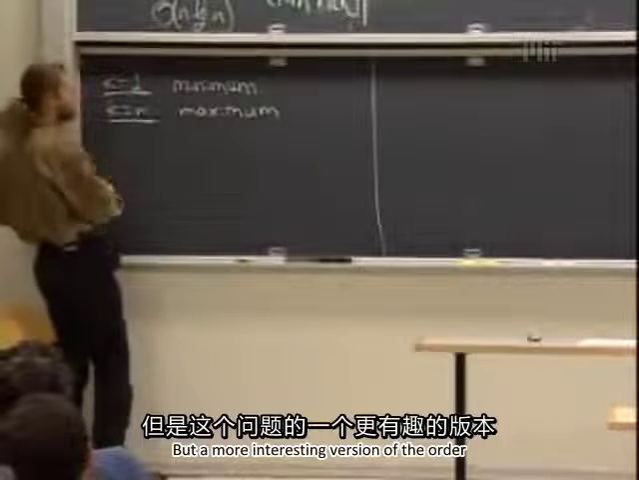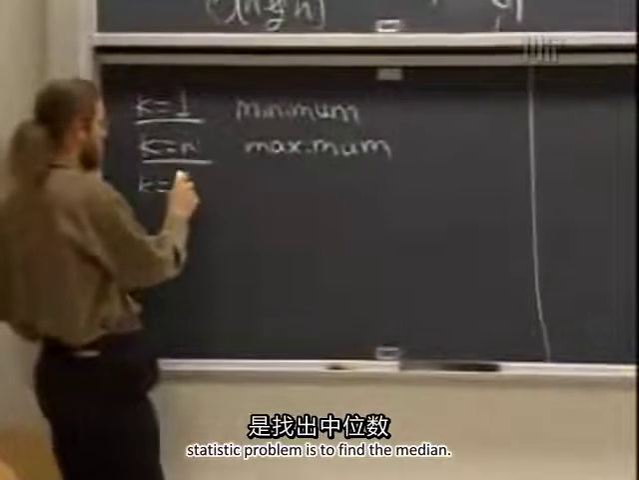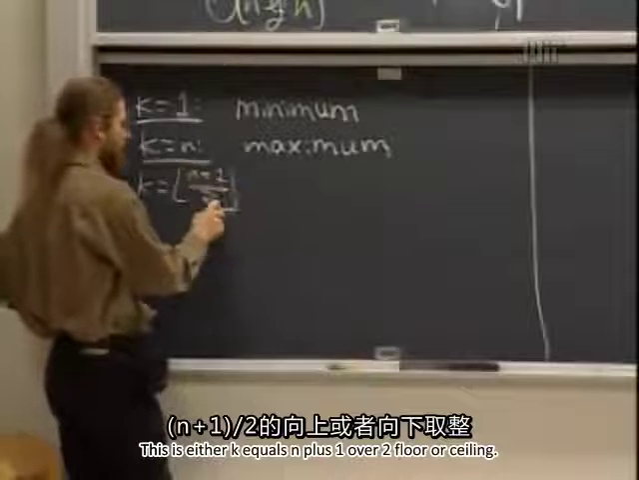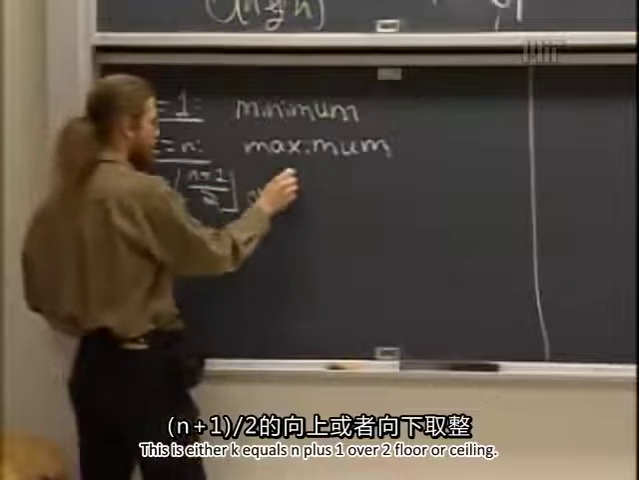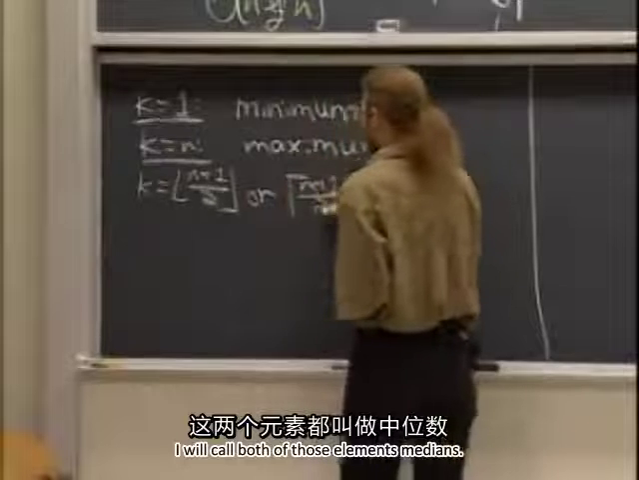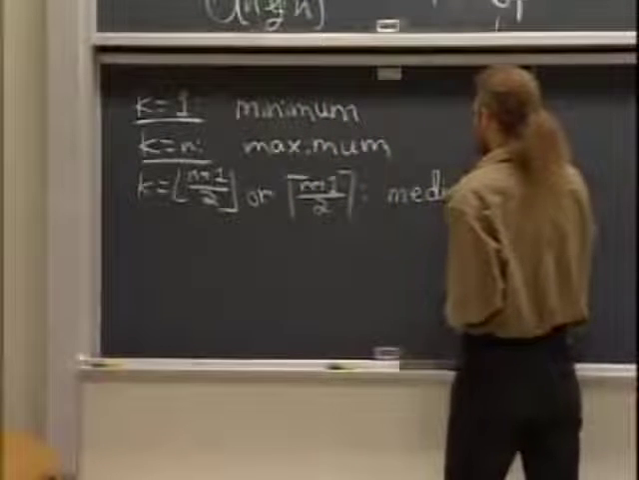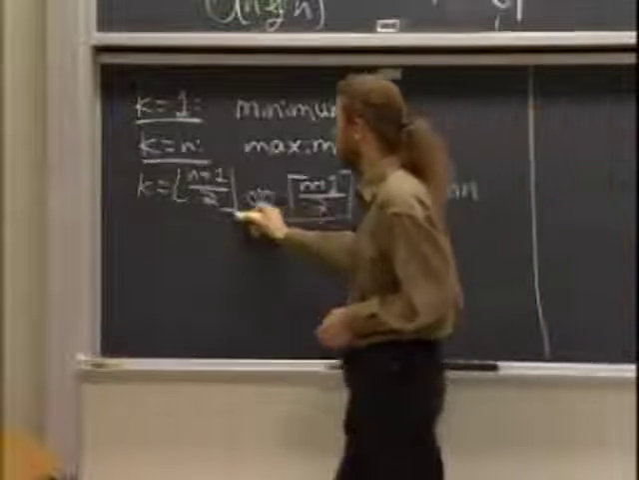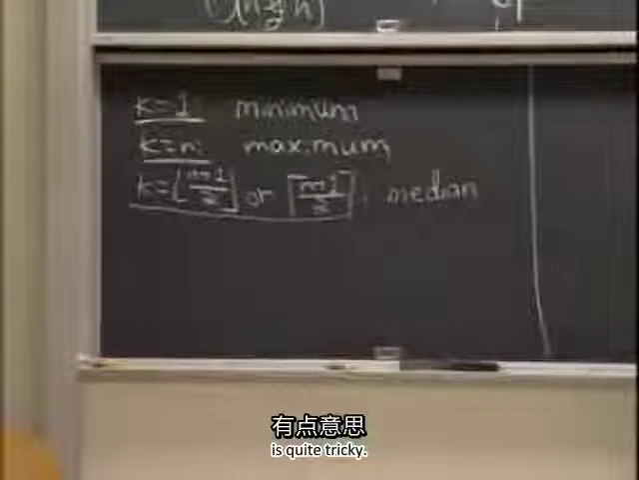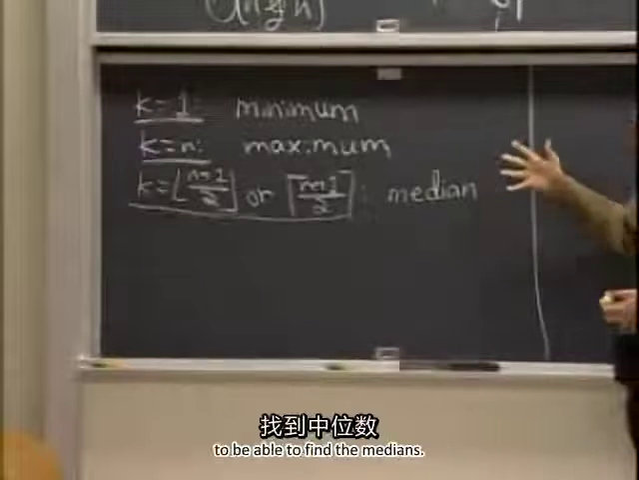But a more interesting version of the order statistic problem is to find the median. So this is either k plus 1 over 2, floor or ceiling. I'll call both of those elements medians. So finding the median of an unsorted array in linear time is quite tricky, and that sort of is the main goal of this lecture, is to be able to find the medians.